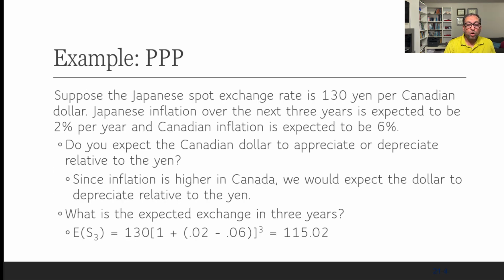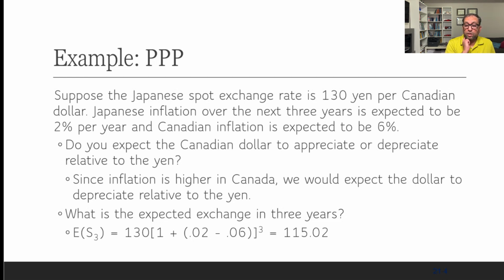Suppose the Japanese spot exchange rate is 130 yen per Canadian dollar. Japanese inflation over the next 3 years is expected to be 2% per year, and Canadian inflation is expected to be 6%. So you see that there is a difference of inflation rate between the two countries, Japan and Canada, and the current spot rate is 130. Do you expect the Canadian dollar to appreciate or depreciate?